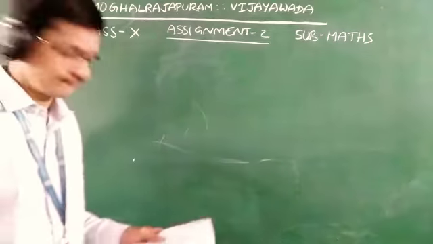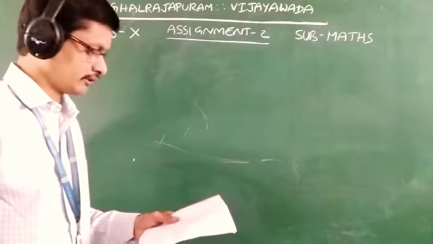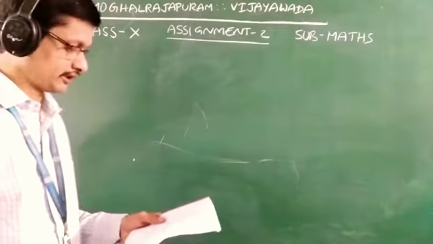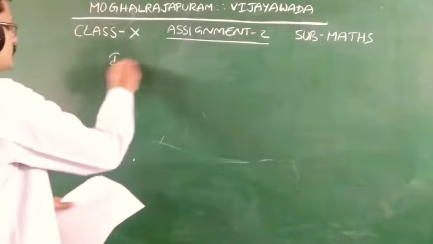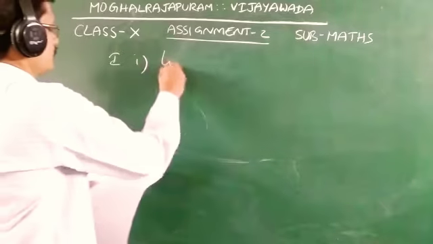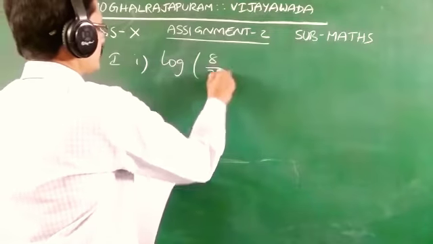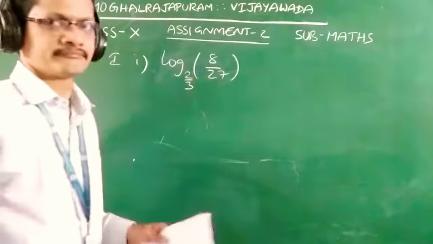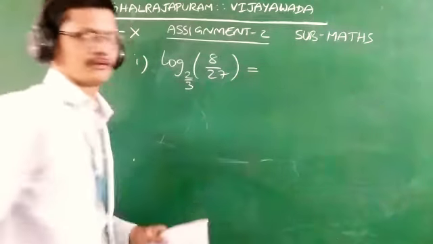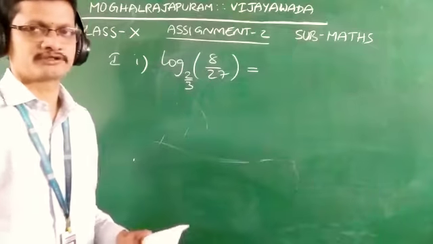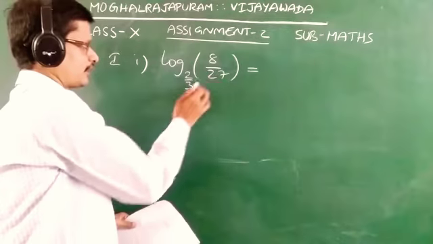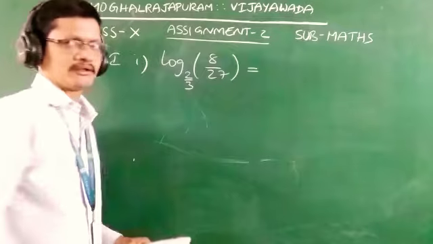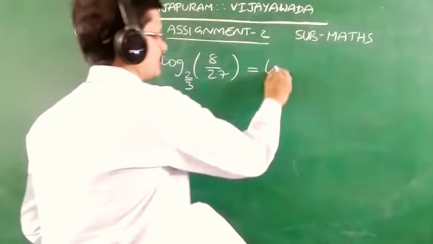See the first question. Determine the value of the following. Here they gave two questions. In the first one, log 8/27 to the base 2/3. Observe the number and the base. Any relation, accordingly you have to write.